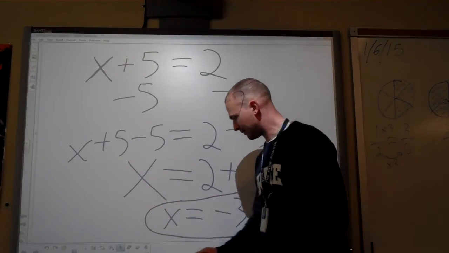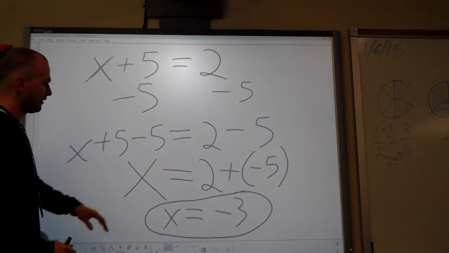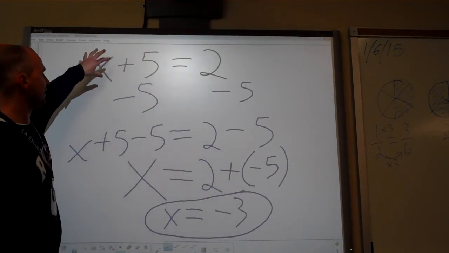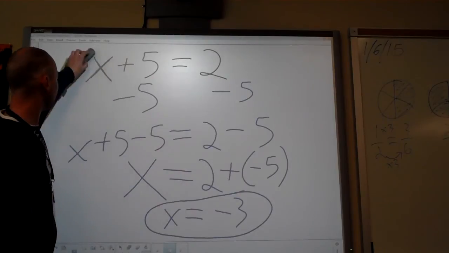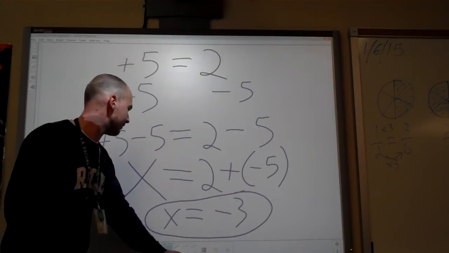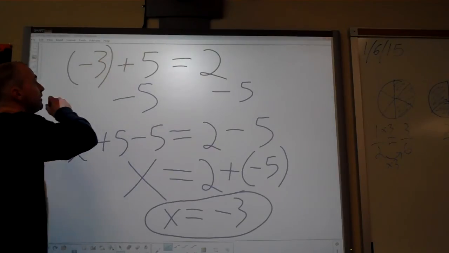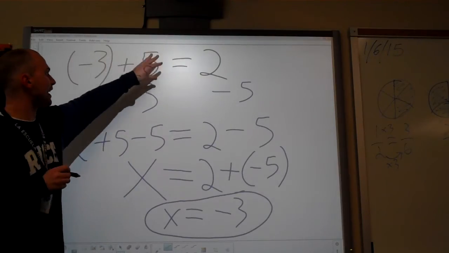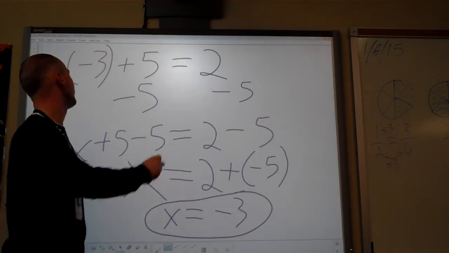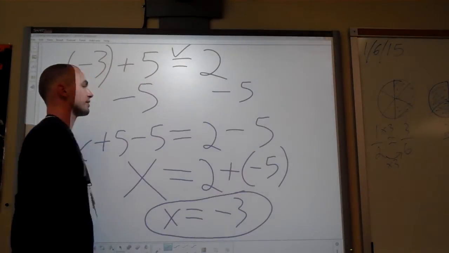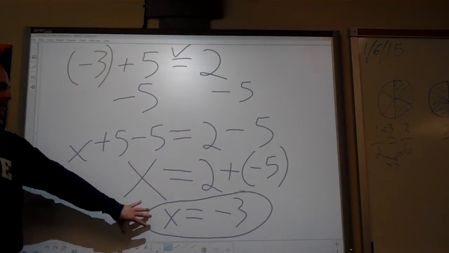Now we want to go back and substitute negative 3 for x in our original problem and check it. So instead of x, I write my value for x, my negative 3. So negative 3 plus 5 equals 2. Yes, it does. Check. It works. So x equals negative 3 here.